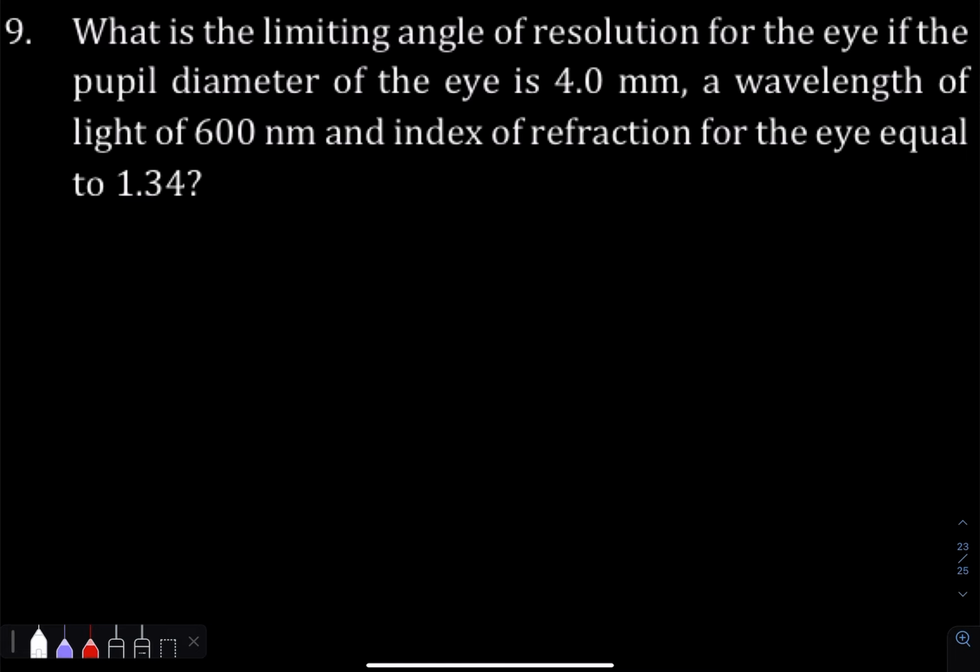What is the limiting angle of resolution? Limiting angle of resolution, again, means the same thing, that angle that you need to be able to resolve 2 points. Limiting angle of resolution for the eye. If the pupil diameter of the eye is 4 millimeters, a wavelength of light 600 nanometers, and an index of refraction for the eye equal to 1.34.